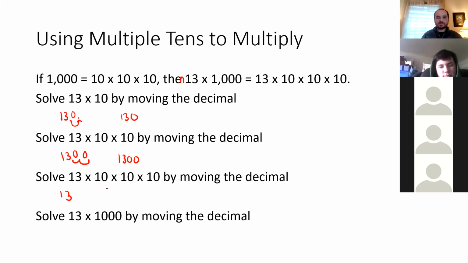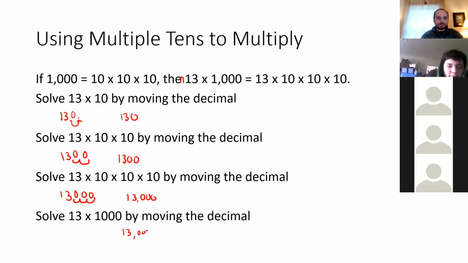And then this one, we're multiplying it by 10 3 times. So we're going to take the decimal, we're going to move it right once, twice, 3 times. So 0, 0, 0 gives us, what is that, 13,000? Yes. Now, instead of solving it with it all broken up, what is 13 times 1,000 by moving the decimal? 13,000. Yep, it's the same thing.